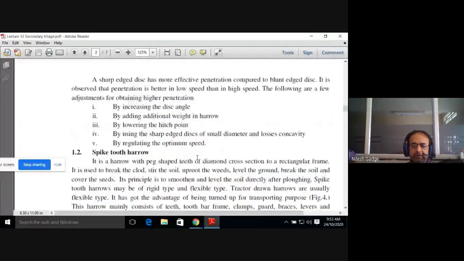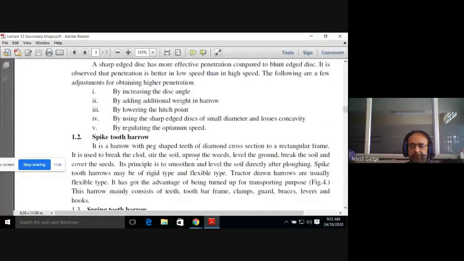So there are different types of harrow. You can read it later. I will put it into your Google Classroom, because it is not asked, that explains pipe tooth harrow or peg tooth harrow.